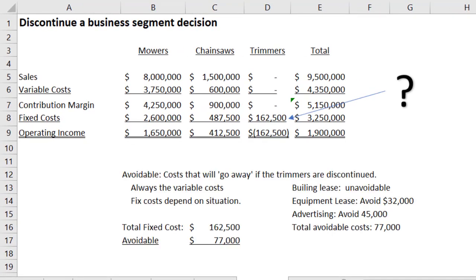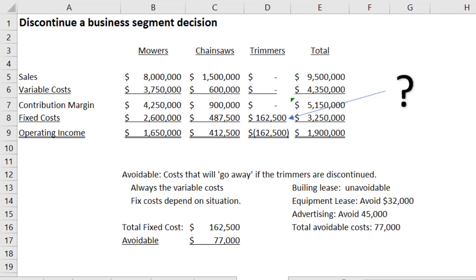The avoidable costs are costs that will go away if the trimmers are discontinued. What is included in avoidable costs? Well, the variable costs are always avoidable, but we've already seen that. We've taken the variable cost out. And then sometimes the fixed cost will be avoidable depending on the situation.